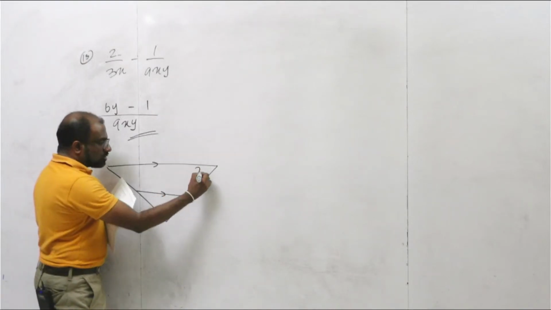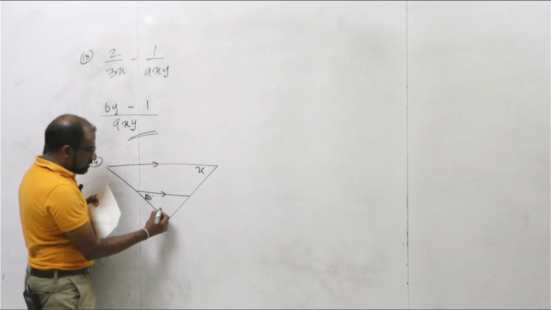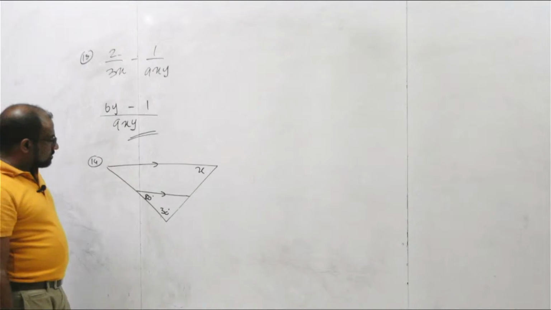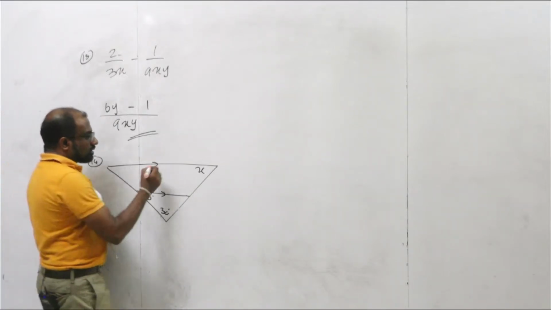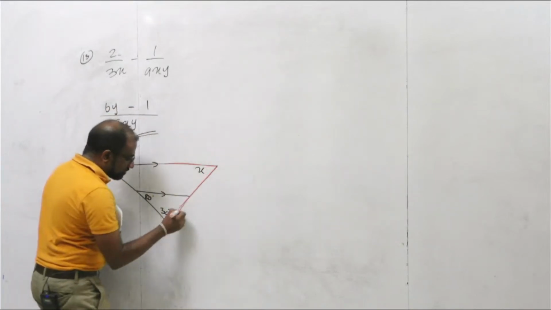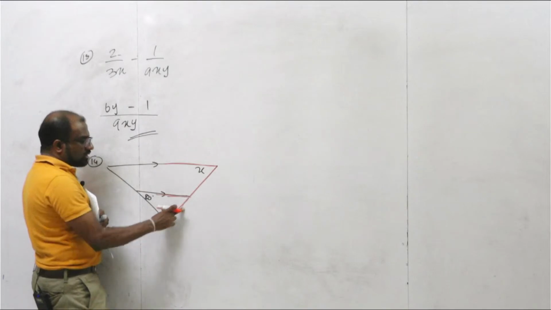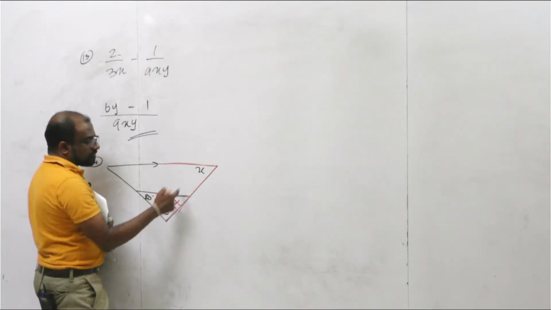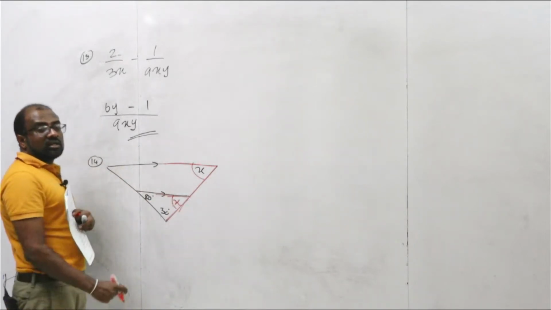Here you have to find the angle x. This angle is 80 degrees. This one is 30 degrees. So how can you do this? Listen to me. Between parallel lines, corresponding angles are equal. So this angle is also x. These two angles are equal, corresponding angles between parallel lines.